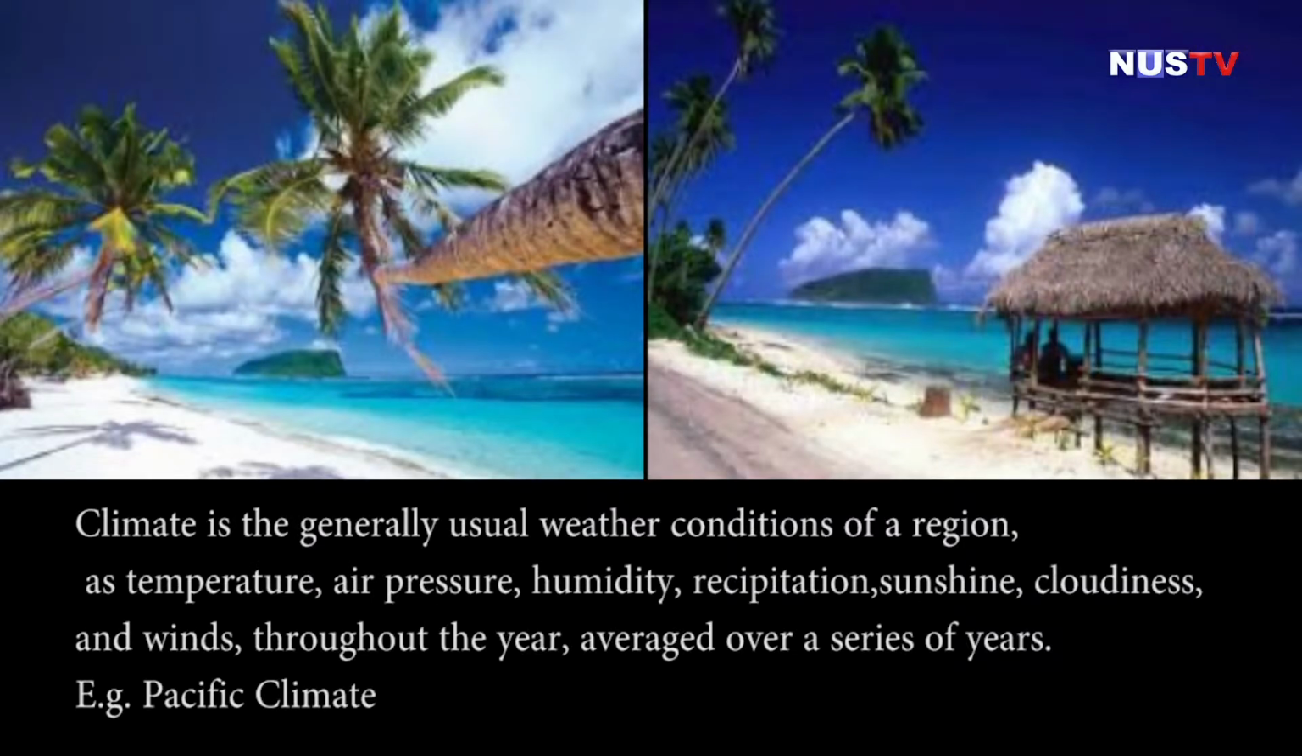Okay, some technical terms. Climate is the conditions of a region, which would be the temperature, the air pressure, the humidity, the precipitation, the sunshine, the cloudiness, and winds throughout the year. They can be averaged over a series of years, which is the climate. So if you have time, please go and find out the definitions for the terms temperature, pressure, and so forth.